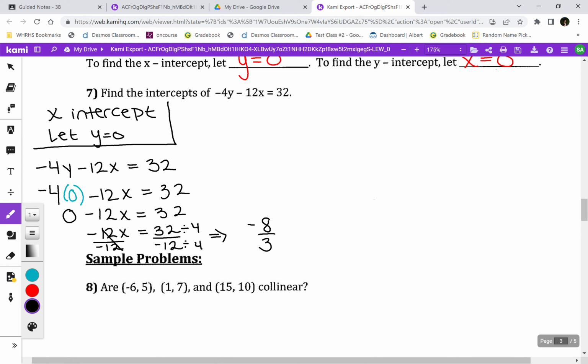I would leave it like that. I wouldn't change it into a mixed number. If you wanted to, you could. I leave everything improper unless I have to, unless it's going to make it easier for me.